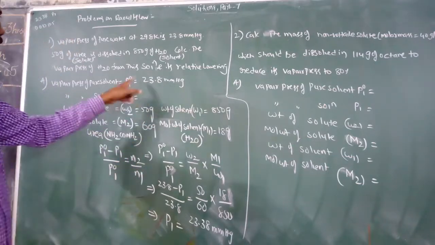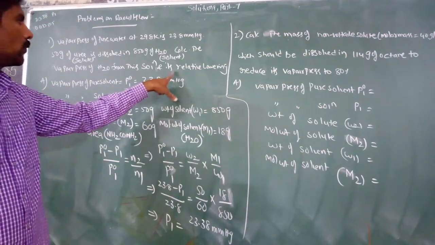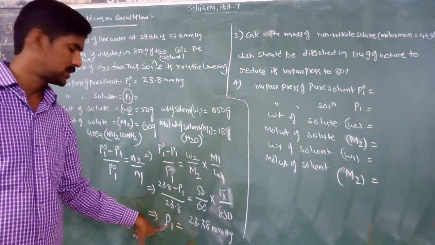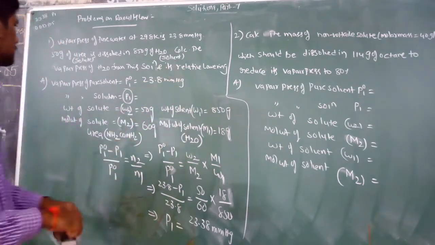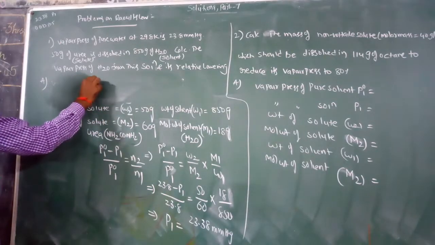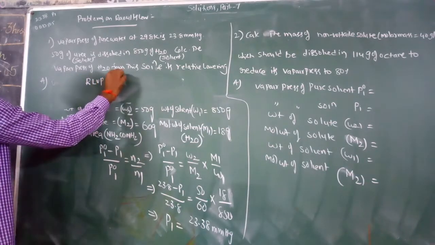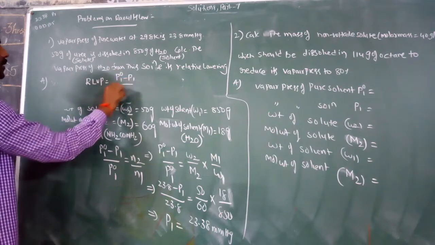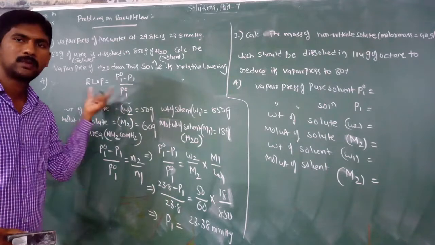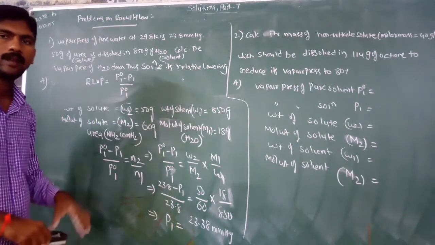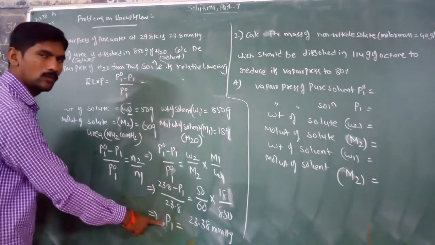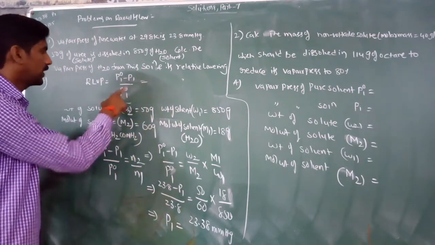And in the problem, one more thing is also to be found out. You have to find out its relative lowering. What is the relative lowering? You know that relative lowering of vapor pressure is the lowering of vapor pressure divided by the vapor pressure of pure solvent. So after finding the vapor pressure of solution, you have to find the relative lowering.